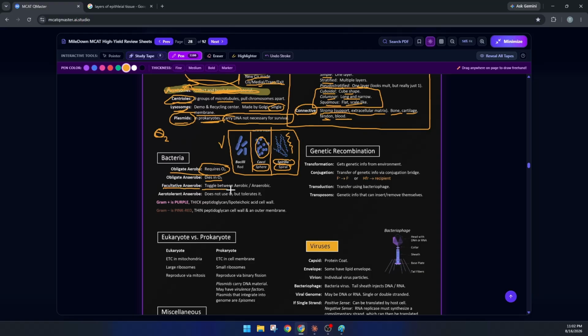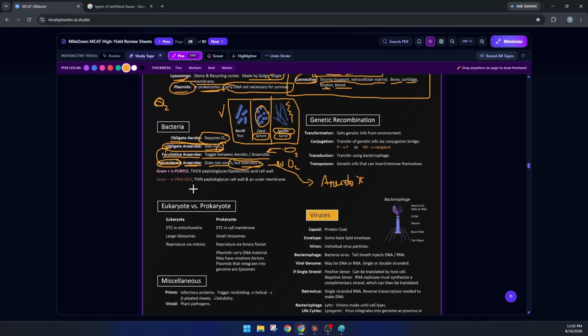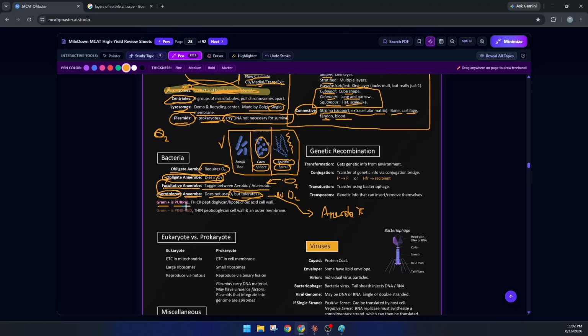Facultative anaerobe toggles between aerobic and anaerobic, right? So O2 and also not using O2, no O2. Aerotolerant anaerobe does not use O2 but tolerates it, right? So if it doesn't use O2, then what is it using? Anaerobic system. That's why it's still an anaerobe, but it's aerotolerant. So it will be able to tolerate the O2. It won't die like the obligate anaerobe. The obligate anaerobe just dies. It has to be anaerobic and not use O2. Okay, anyway, gram positive is purple.